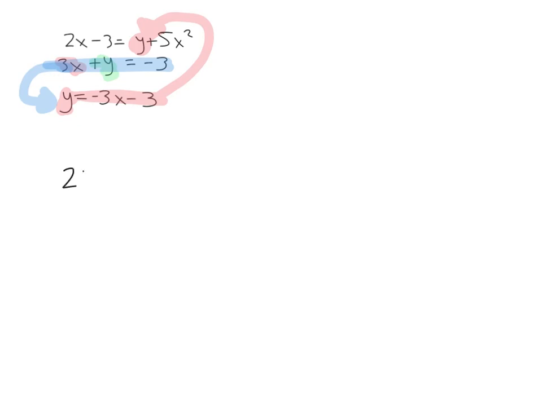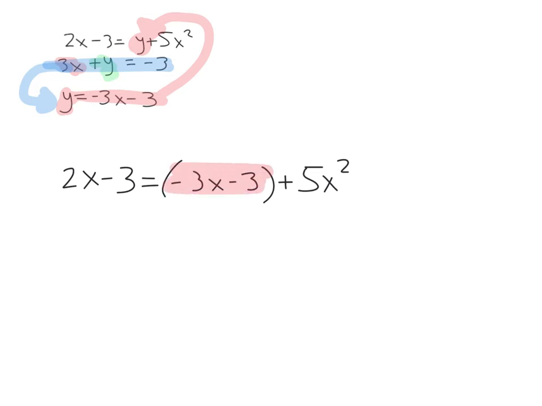So you've got your 2x minus 3 is equal to, and maybe writing this in or highlighting it in red in a second will help too, plus 5x squared. So this piece of information is the same.